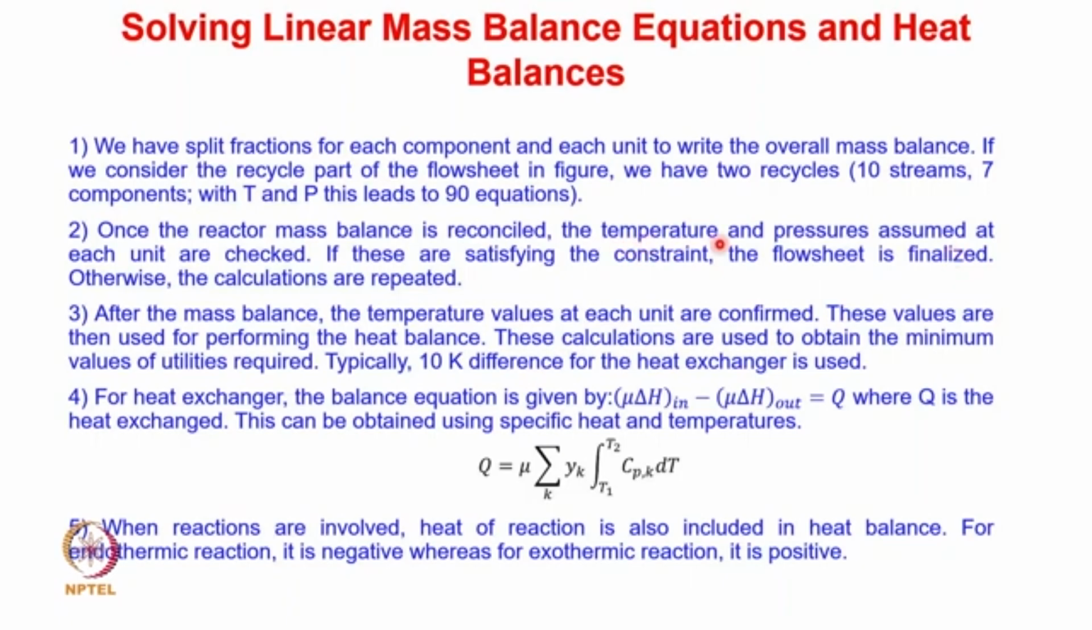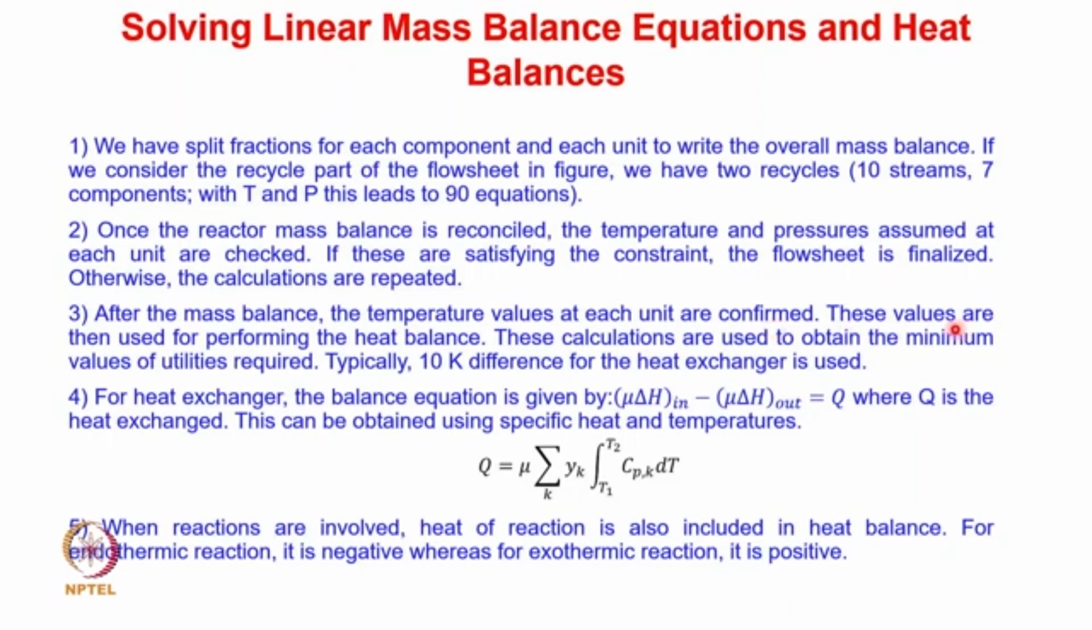So we can do the bubble point calculation, we can do a dew point calculation and check whether the temperature and pressure are below the critical limit or not, isn't it? If those constraints are satisfied, then we can take this preliminary flow sheet as finalized. Otherwise we have to repeat the calculations again. So another important point to note down is, once this preliminary flow sheet is finalized, what it means? It means that we also know the temperature and the pressure values with respect to each of these units, isn't it? So after mass balance, temperature values at each unit are confirmed.